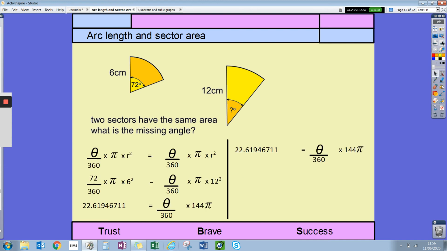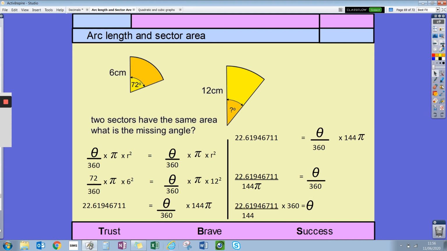Then my aim is to move everything from the right-hand side that isn't the angle part, the theta part, over onto the left, so I know what my missing angle is. So I'm going to divide by 144 pi because it's a multiply here. Then, because the only thing I'm left with on this side is a divide by 360, I'm going to multiply by 360. That will give me the angle, and the angle is 18 degrees.